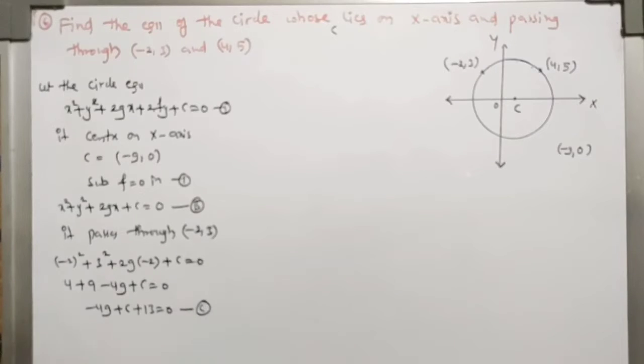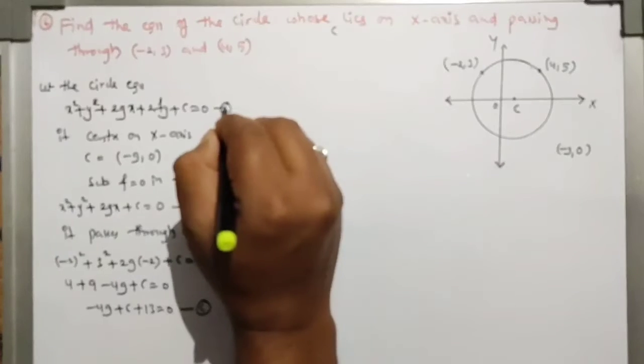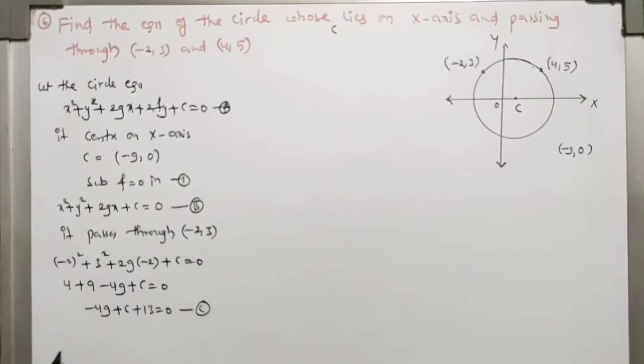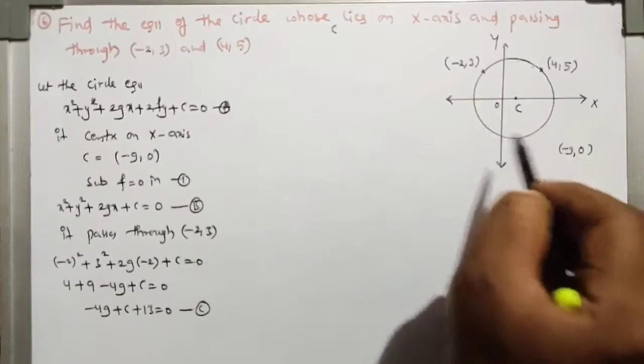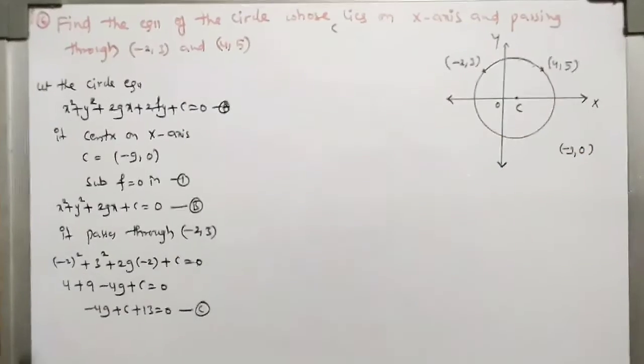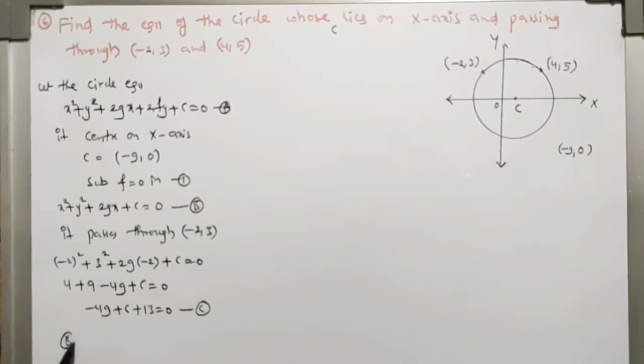Take it as equation c. So this is equation a, equation c, and now again the same circle is passing through the point 4 comma 5. Therefore equation b is passing through 4 comma 5.